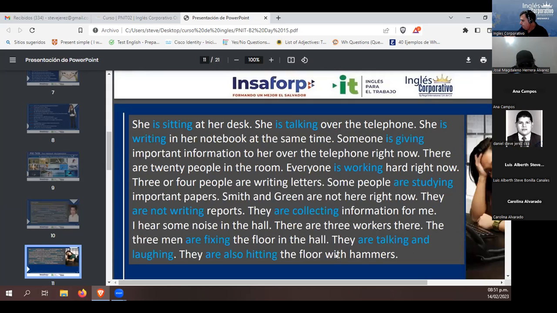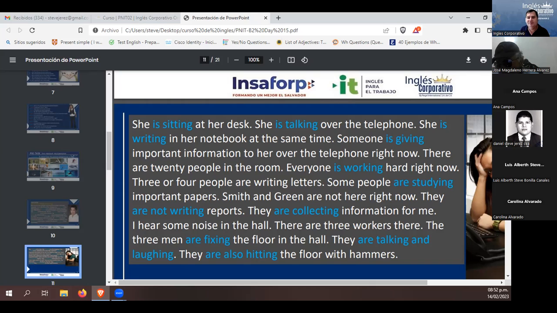She is sitting at her desk. She is talking over the telephone. She is writing in her notebook at the same time. Someone is giving important information to her over the telephone right now. There are 20 people in the room. Everyone is working hard right now.